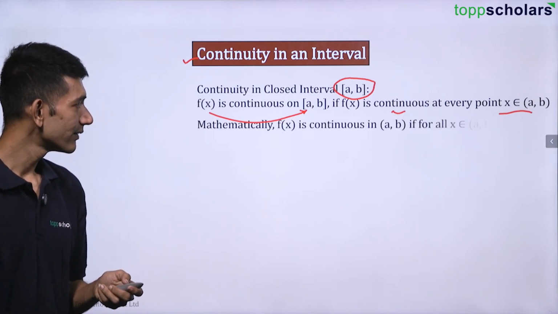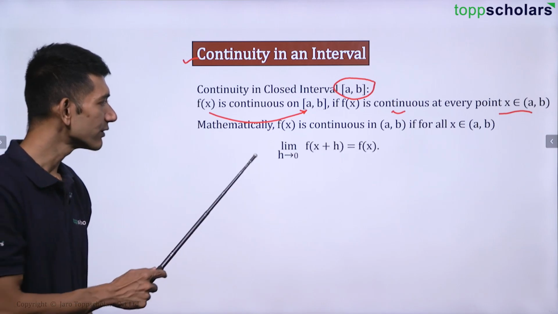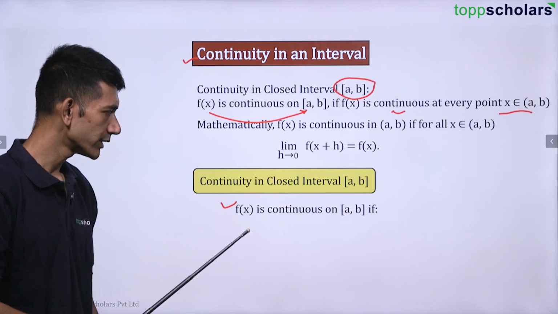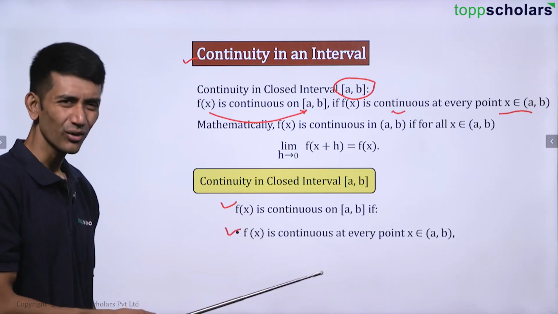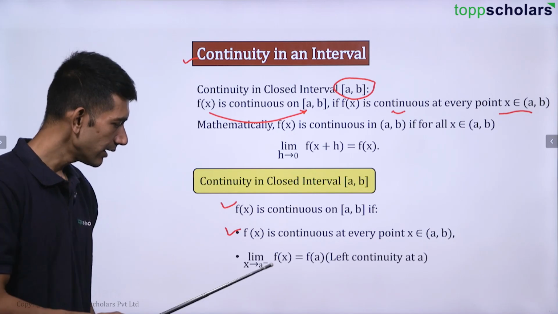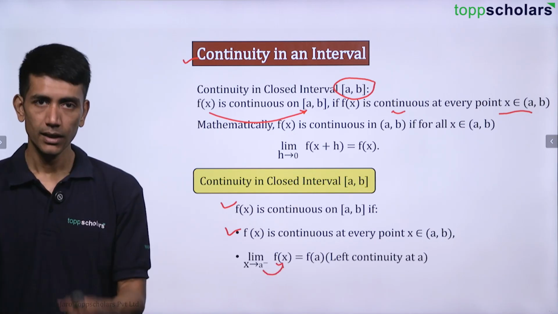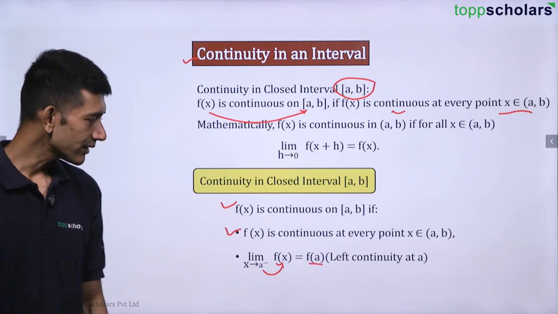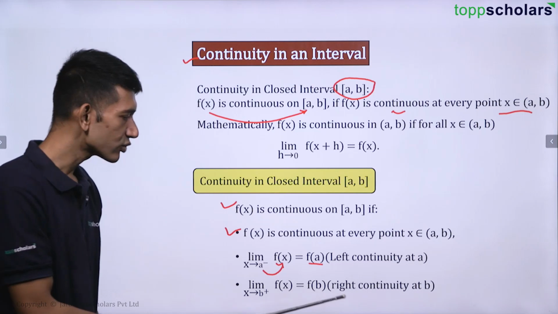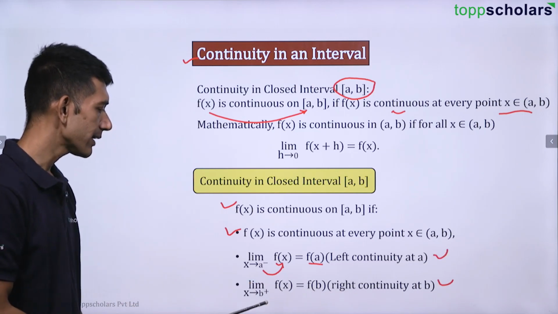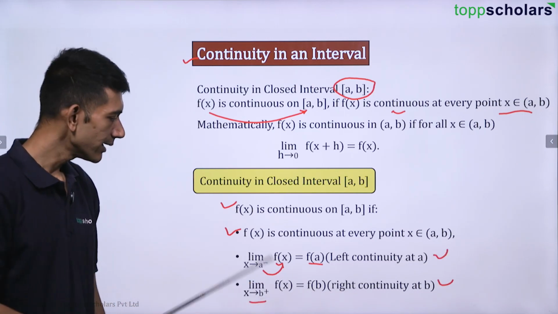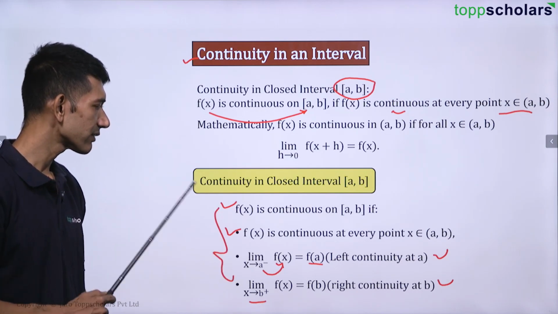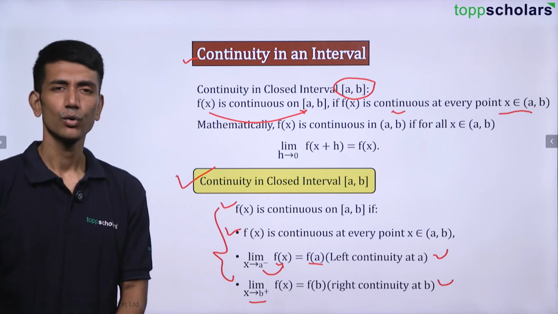Not only that, we also need to have this condition that f(x) is continuous on a to b closed interval if it is continuous on every point in the open interval, and limit x tends to a minus f(x) should be f(a), that is continuity from the left and continuity from the right should be satisfied. That is limit x tends to b plus f(x) should be f(b), and limit x tends to a minus f(x) should be f(a). If all these conditions are satisfied, we can say that it is continuous in the closed interval.